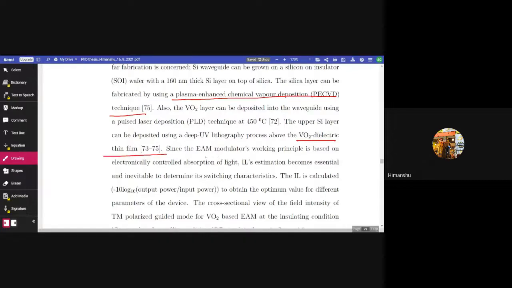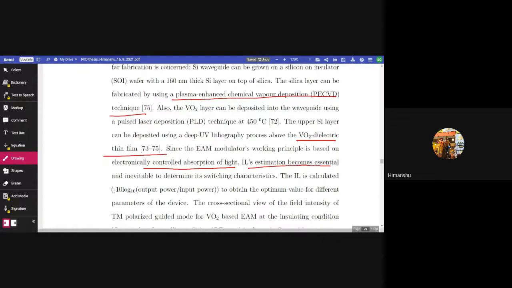Since the EAM, electro-absorption modulator, working principle is based on electronically controlled absorption of light, IL, insertion loss, estimation becomes essential and inevitable to determine its switching characteristic. The IL is calculated as minus 10 log10 of output power by input power to obtain the optimum value for different parameters of the device.